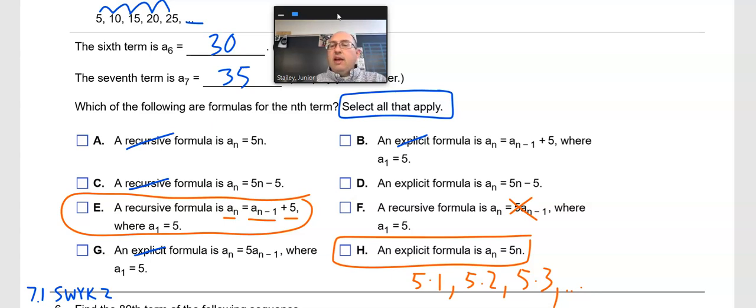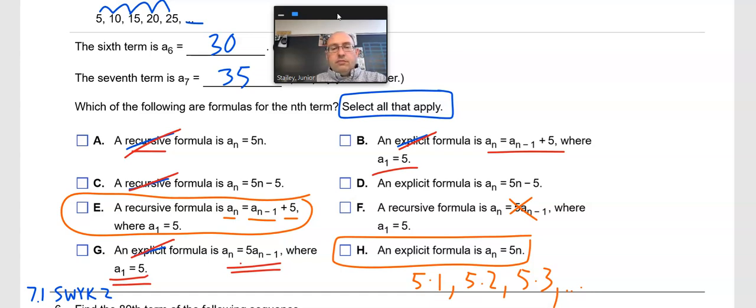Any one of these that involves the word recursive better have a first term, and it better have a rule to find the next term. And you notice that there's no little a sub n minus 1. So they basically mixed the word recursive with an explicit formula. They did the same thing down here on letter G. You see they use the word explicit, but guess what? It's got a starting point and a rule to find the next term. That's a recursive formula. Those don't go together. Here's another recursive formula. Okay, can't use the word explicit with that, so letter B's out.